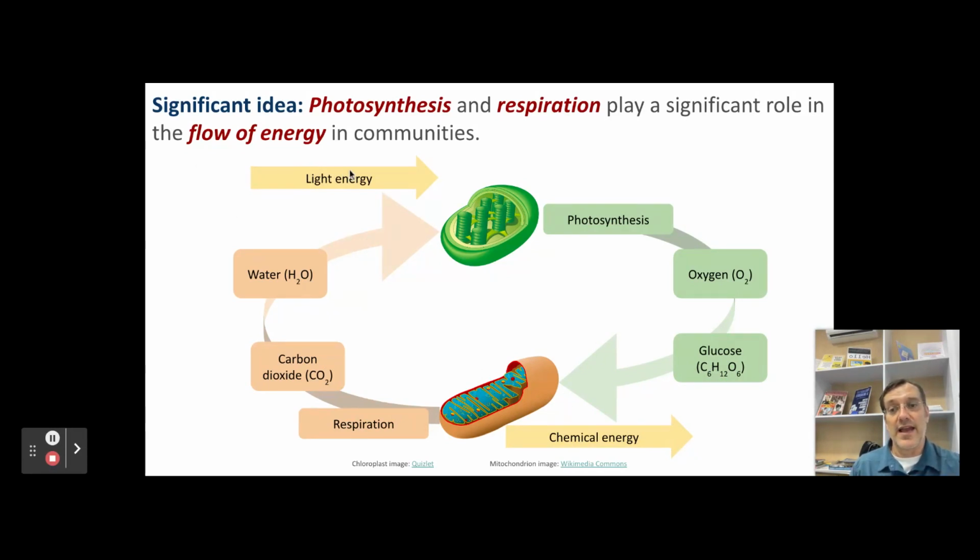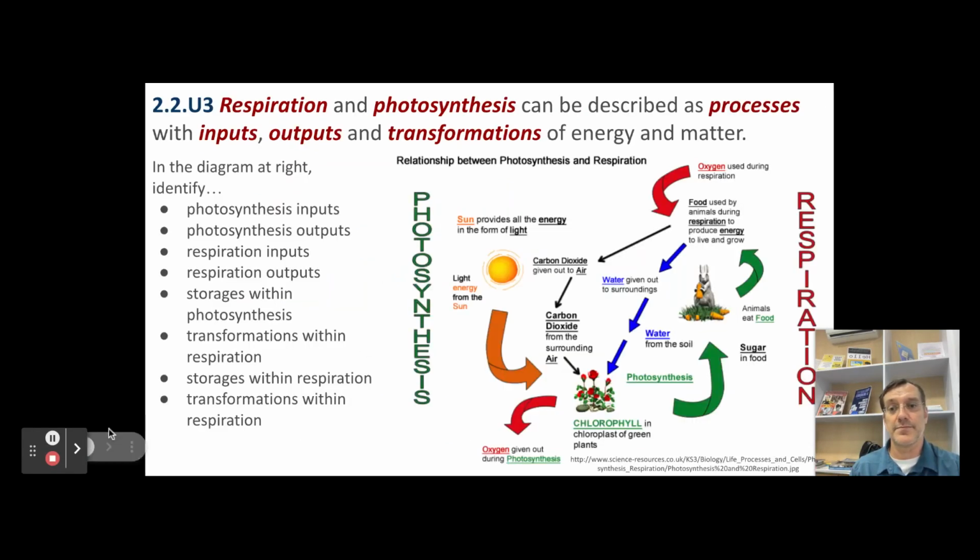So energy enters, energy leaves. But the oxygen, the hydrogen, and the carbon, the matter simply cycles over and over and over again. You can look at any diagram of photosynthesis and respiration because this is a system. You should be able to identify the inputs and outputs into the process of photosynthesis, the inputs and outputs of respiration, the storages within photosynthesis, the storages within respiration, and what are the transformations or changes of energy and changes of matter within both of those processes.